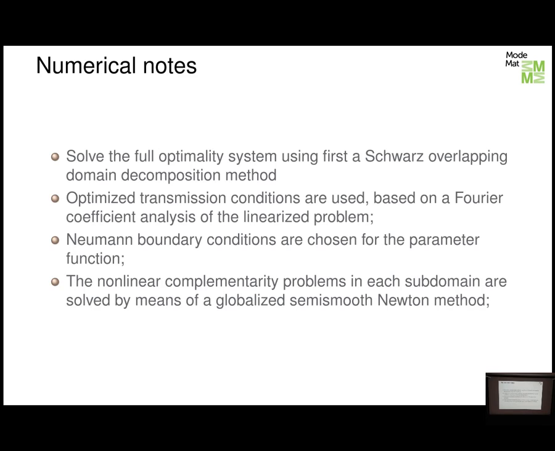First of all, we split the image into different domains. Then we consider the transmission conditions between the domains in an optimized way, considering a Fourier coefficient analysis. And apart from that, we solved each complementarity problem with a semi-smooth Newton method in each of the subdomains, and then we consolidate everything together.